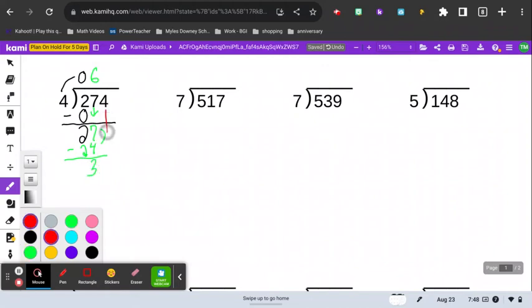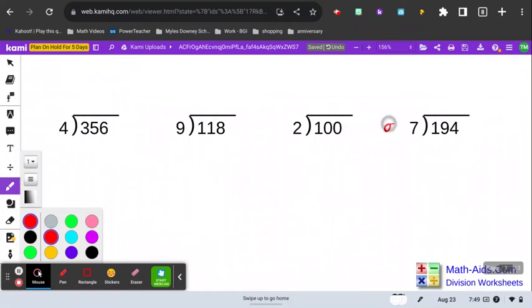And then we're going to drop down this 4. And then we're going to go 4 into 34. So I know 4 times 9 is 36. This would need to be 4 times 8. 4 times 8 would give me 32. And we're going to stop there. After we subtract, we'll get a remainder of 2. So you put remainder 2. I'm going to show you another one.